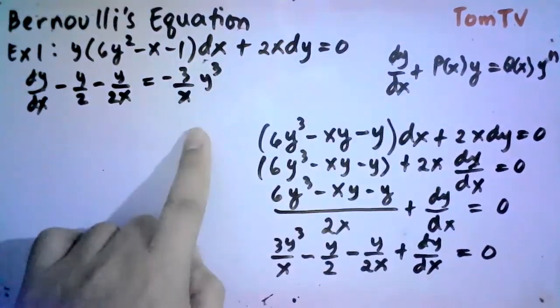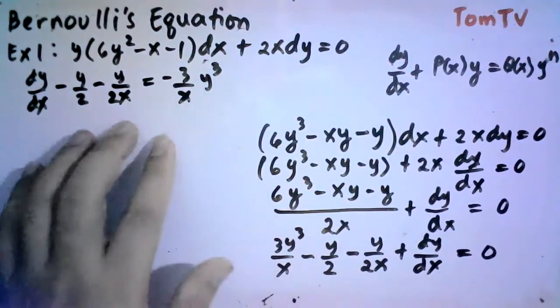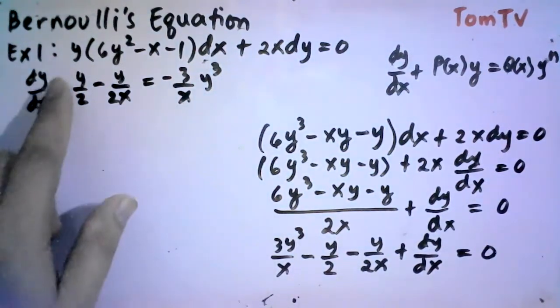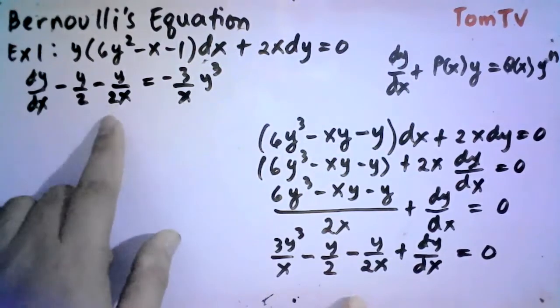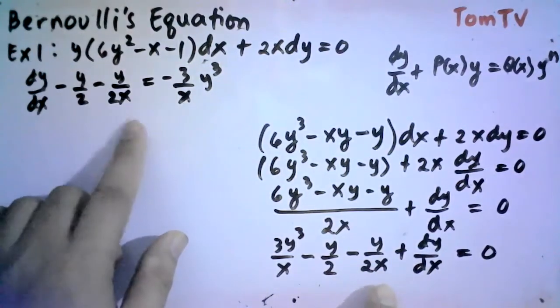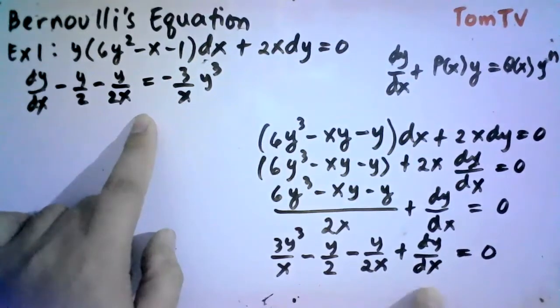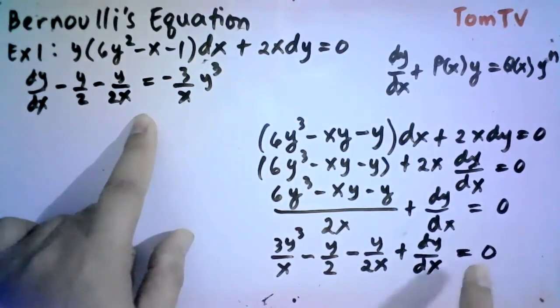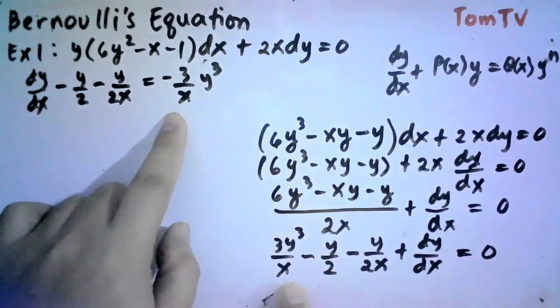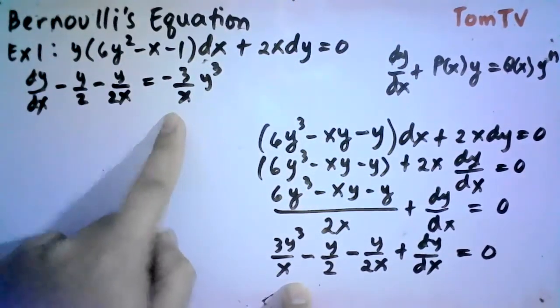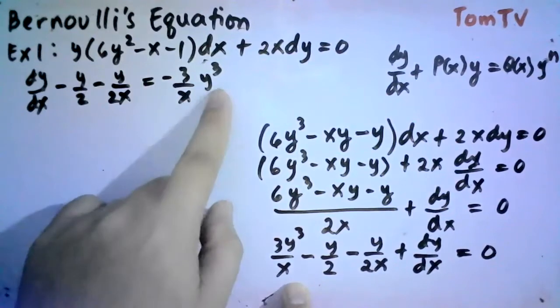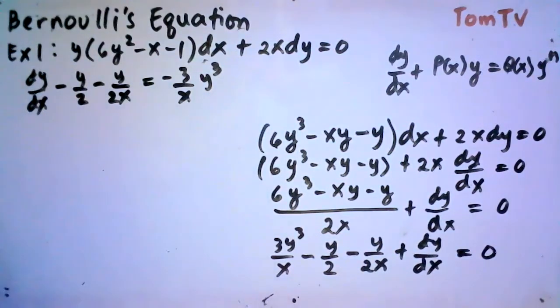So we have this one, dy over dx minus y over 2 minus y over 2x, and then equals, we transpose this one to the other side, that becomes negative 3y cubed over x. So we have already this one.